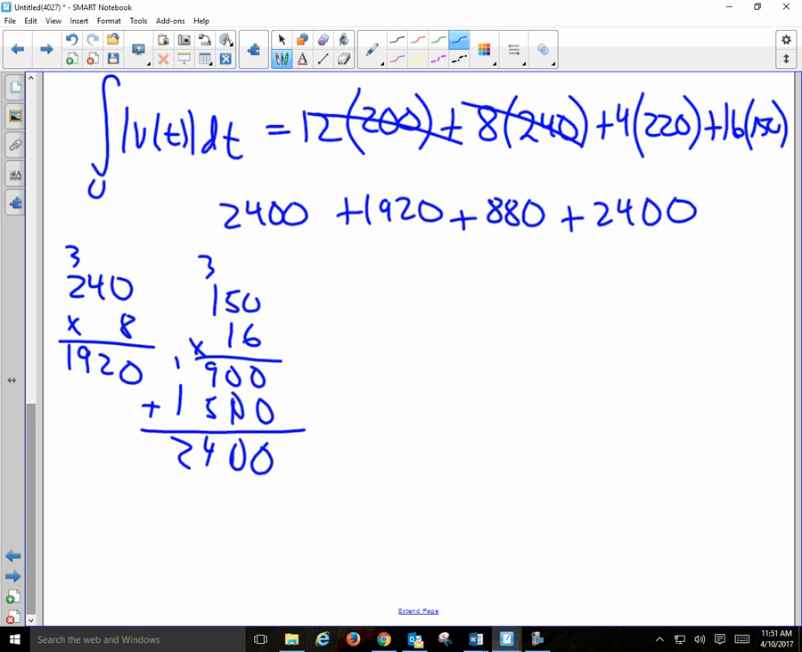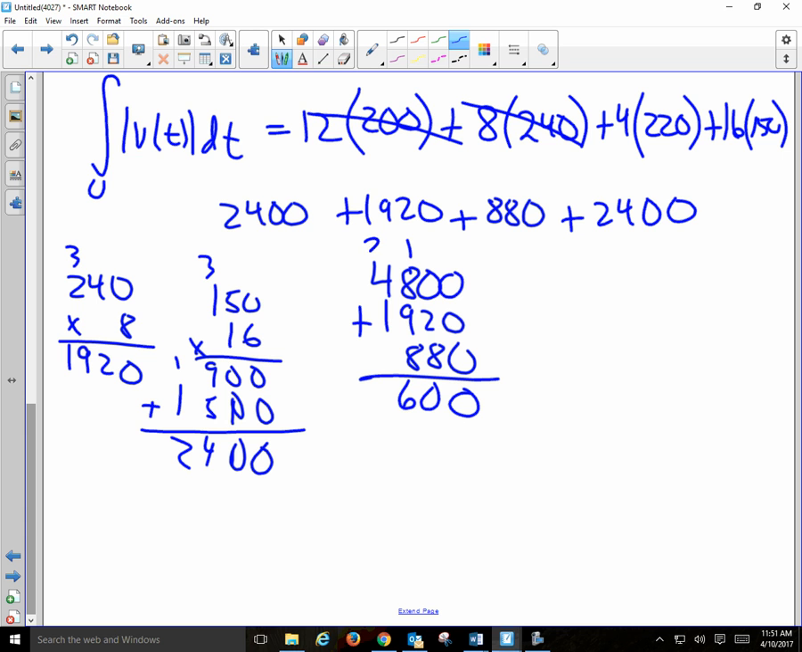So, anyway, I got 4,800 plus 1,920 plus 880, so 7,600 meters. Sweet. That's the total distance traveled. So that is 4.5 miles.